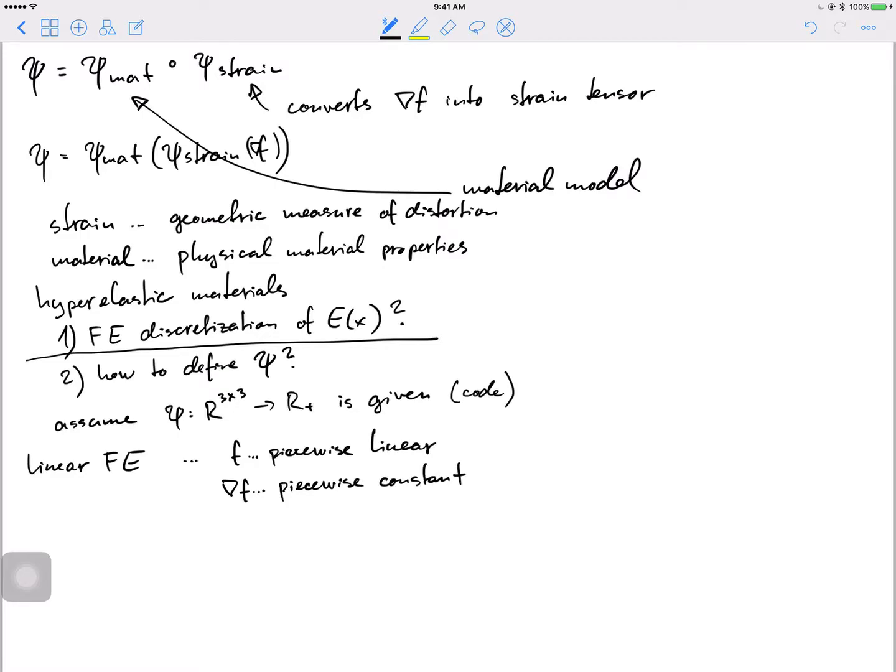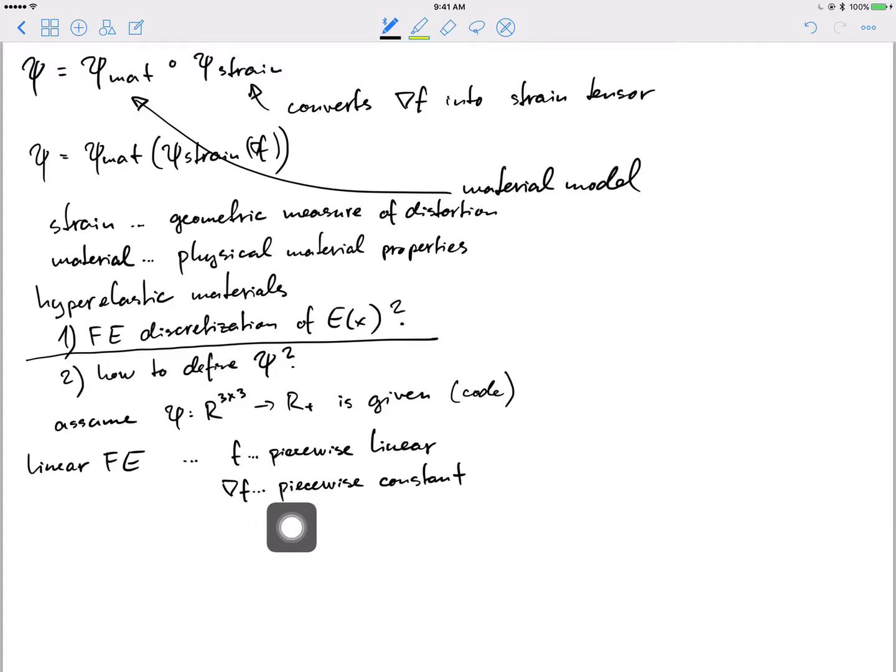Right? Because the derivative, the Jacobian of a linear function is a constant function. So that's nice because that means the Jacobian of f will be constant on every triangle or tetrahedron. Let's just talk about tetrahedra from now on. Let's do the 3D version. The 2D version would be the same just on triangles, but usually we'll be doing this in 3D.